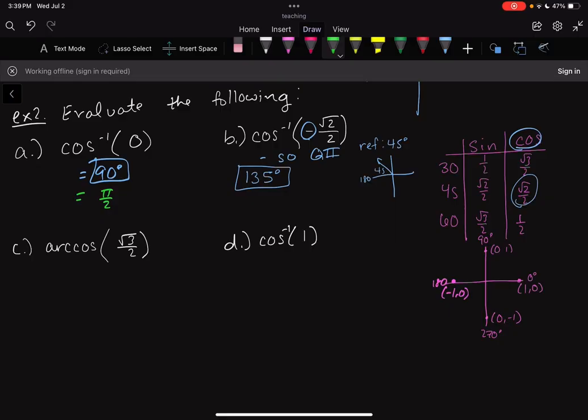The radians answer would be 3 pi over 4. I know that because pi is the same as 4 pi over 4. Subtract pi over 4, so I get 3 pi over 4.